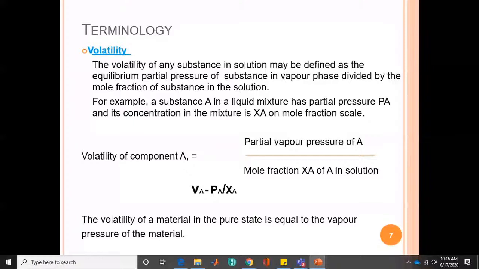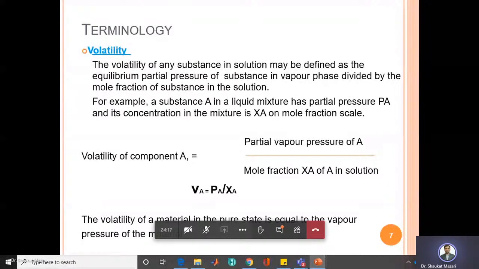I think we might have done some problems on that in earlier lectures. If we didn't, that's no issue, because that's just a generic or basic concept. The volatility of a material in the pure state is equal to the vapor pressure of that material. If we talk about a material or any substance in the pure form, its volatility will be equal to its vapor pressure, but that is in the pure form. When it is not in the pure form, it means that if you add a few more components into it, if it's a mixture, now their properties will deviate definitely.